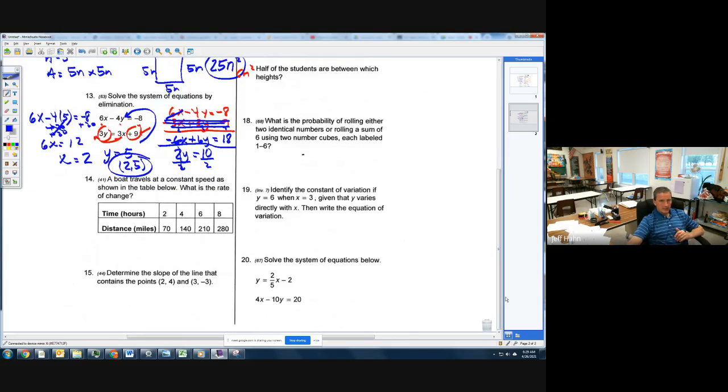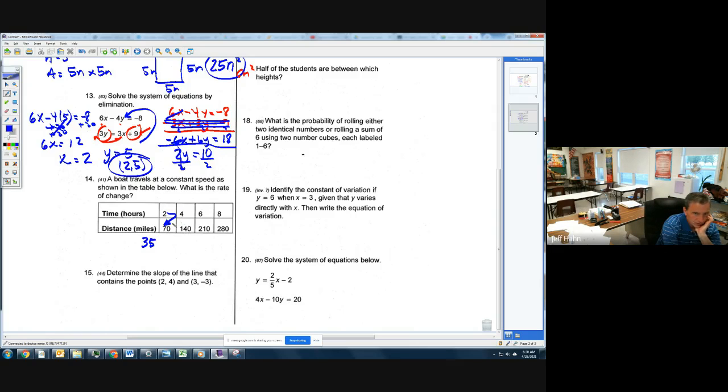Number 14, a boat travels at a constant speed shown below. What is the rate of change, ladies and gentlemen? All they're asking for is the constant of variation. In other words, for problem number 14, the rate of change is simply what do I multiply this by to get that. I guess we could talk about it in terms of slope, but you know, the rate of change is simply going to be 35. What is the rate of change? It is 35. It's your constant of variation.